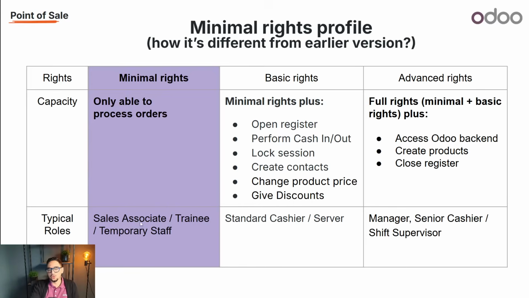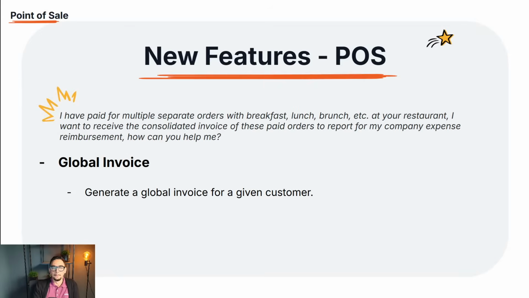For example, a sales associate or a trainee or a temporary staff, I only want them to be able to process the orders. Or I can give them basic rights, which allows them to open the register, perform cash in, cash out, lock the session, create contacts, change the prices, and give discounts. So this one gives them more rights, such as a cashier or a server. Or I can give them advanced rights, which allows them to access the backend, create a product on the go, and close the register as they wish, which is for managers, senior cashiers, and shift supervisors.